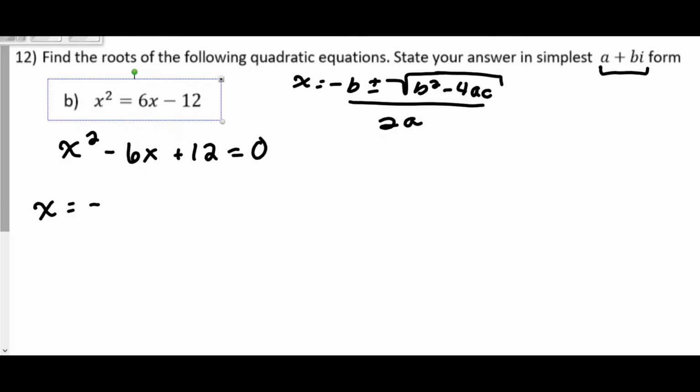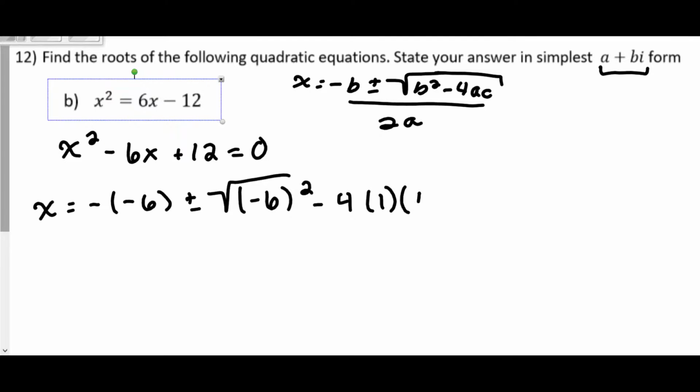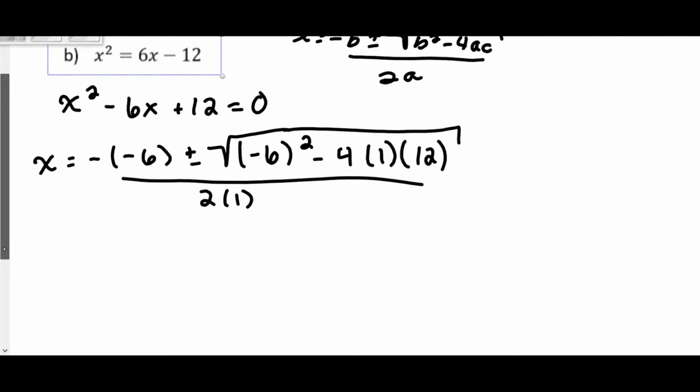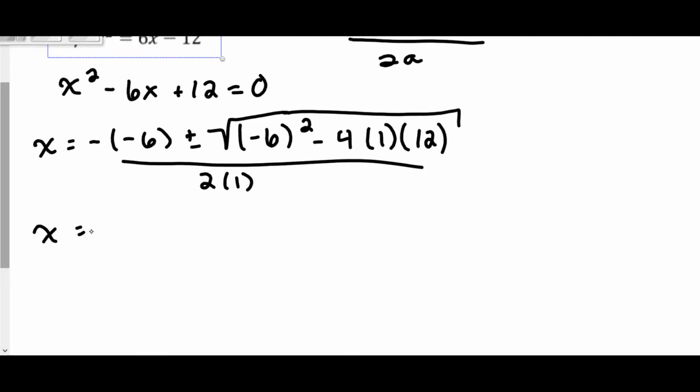So x equals negative negative 6 plus or minus the square root of negative 6 squared minus 4 times 1 times 12, over 2 times 1. Whenever we're doing the quadratic formula, I always tell you guys to attack what's inside the radical first. So let's just plug in negative 6 squared minus 4 times 1 times 12.